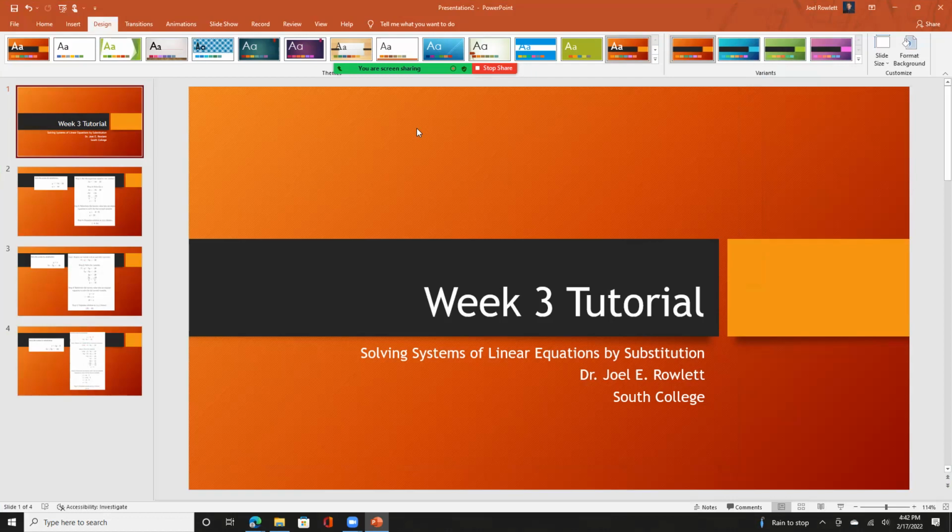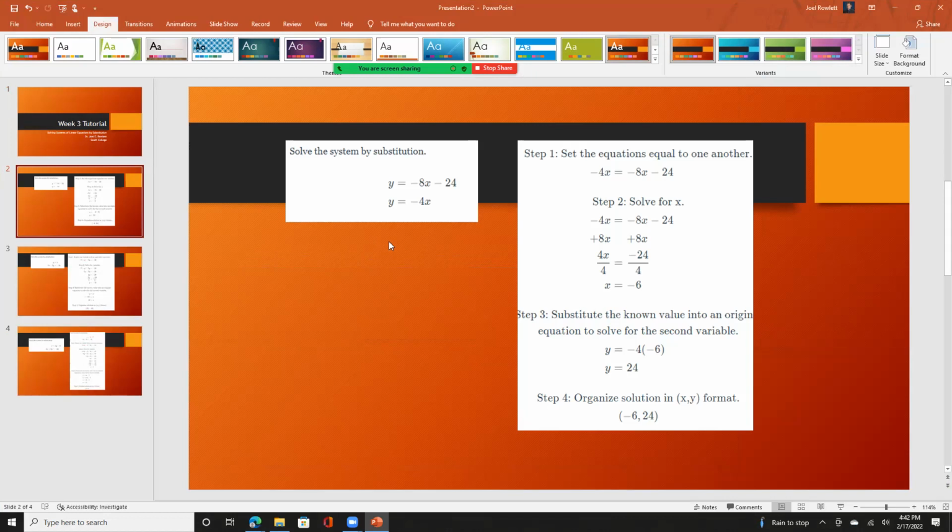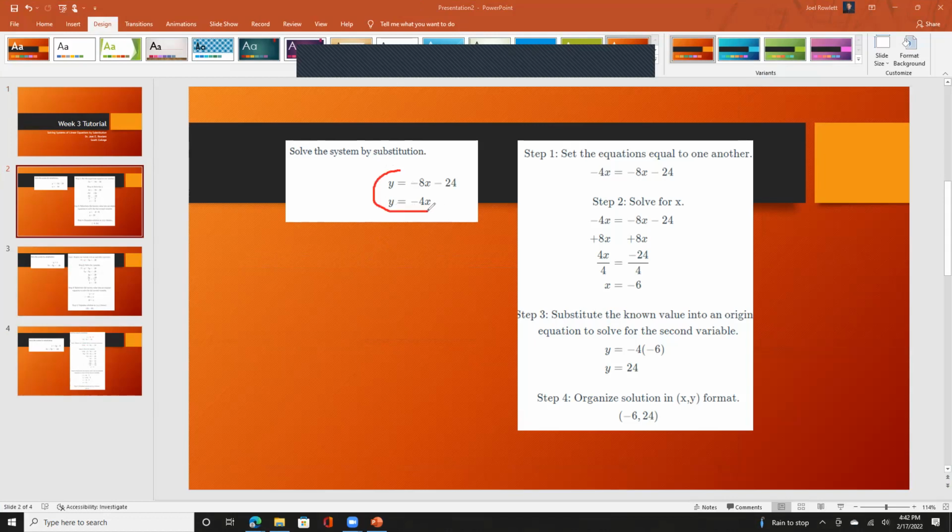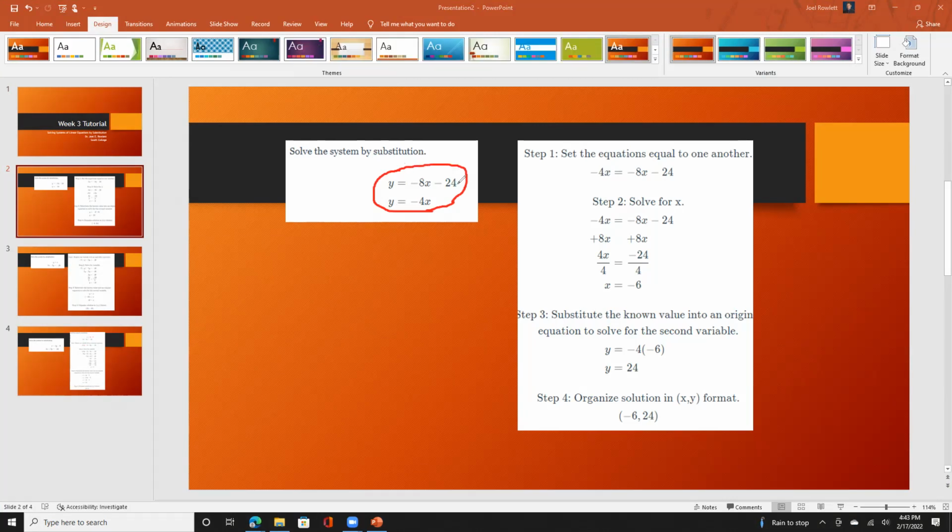Okay, this week's tutorial is on solving systems of linear equations by substitution. If we look at the first set of problems we have here, we have two equations. One says that y is equal to negative 8x minus 24. The other says that y is equal to negative 4x.